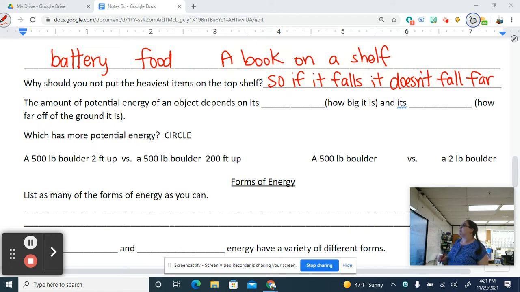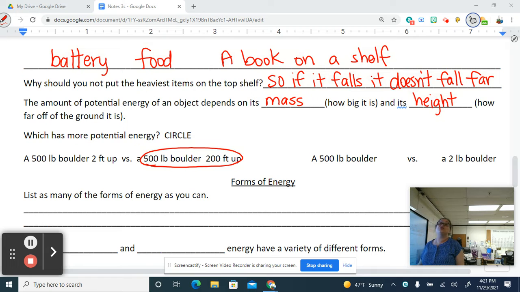The amount of potential energy of an object depends on its mass, how big it is, and its height, how far off of the ground it is. So a 500-pound rock that's only an inch off the ground isn't going to have as much energy as a 500-pound rock way up in the air. So our 500-pound boulder 2 feet off the ground is going to be less energy than the 500-pound boulder 200 feet in the air. I wouldn't want the 500-pound boulder to even fall 2 feet onto my foot, but I would probably survive that, and my foot might even be able to be rebuilt. It might only be just squished a little bit. Where if that boulder falls from 200 feet, I'm going to be dead, let alone my foot being injured.